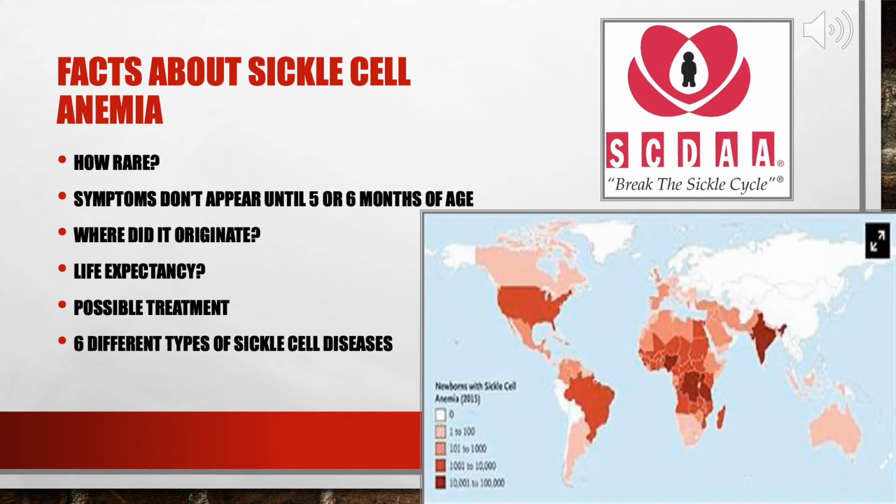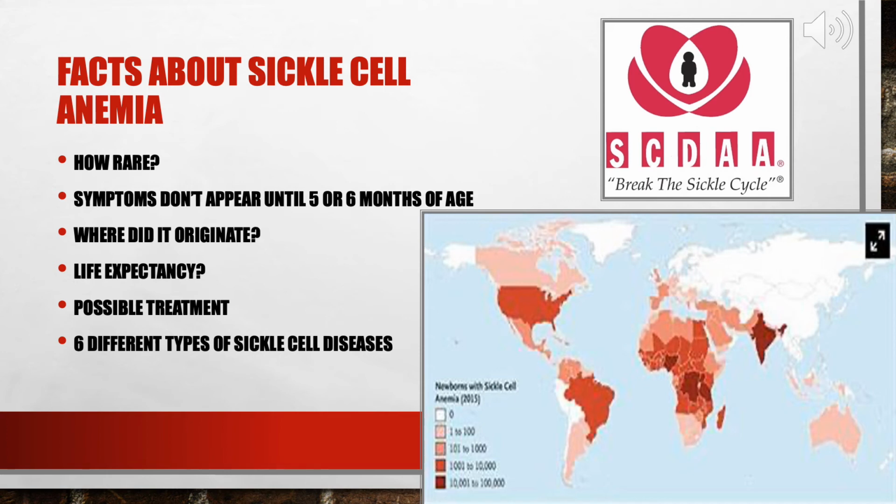Interesting facts about sickle cell anemia. So how rare is sickle cell anemia? Sickle cell anemia affects millions of people worldwide. It is not a very rare disease. In the United States, sickle cell disease is the most common inherited blood disorder, affecting about 70,000 to 80,000 Americans. Sickle cell anemia is estimated to occur in 1 in 500 African Americans and in 1 in 1,000 to about 1,400 Hispanic Americans.